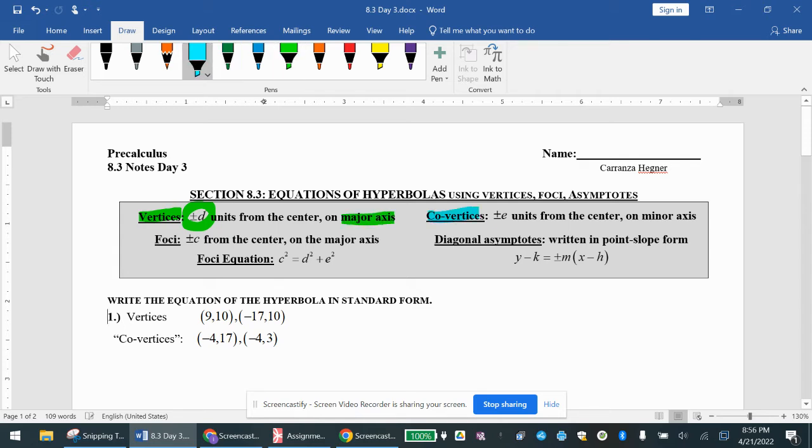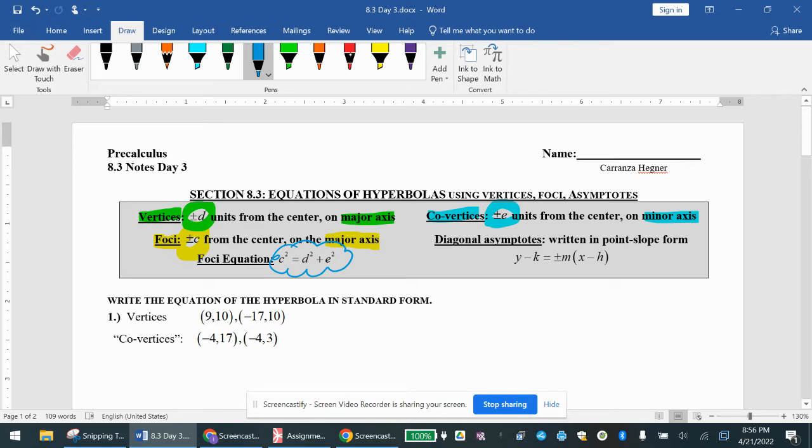The co-vertices, we're going to use the letter plus or minus e. Those are on the minor axis. And the foci, which are represented by the letter c, those are also on the major axis. Remember that there's a different equation for the foci compared to ellipses.